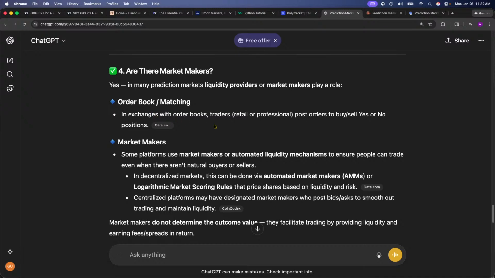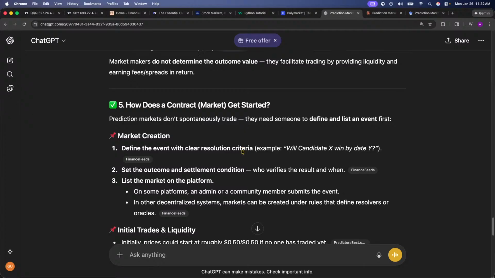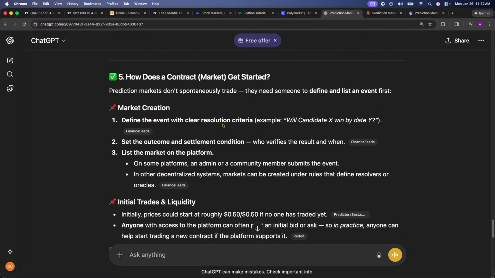Okay, I really need to dive deep. How does a contract market get started? Prediction markets don't spontaneously trade. They need someone to define and list an event first, with clear resolution criteria. So hold on. If I could be the one to come up with these contracts and these different events, and I'm able to certify that, okay, I'm thinking that, and this is just something I'm throwing out.